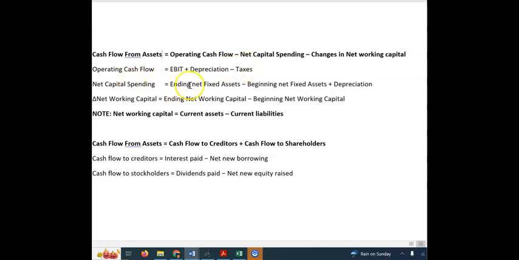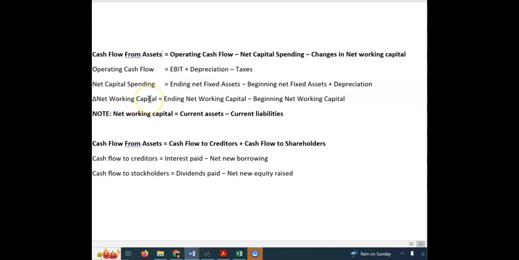Our net capital spending. So what did we spend? The difference between what we spent to buy new fixed assets and what we received from selling net fixed assets. So we take our ending net fixed assets, so that's the book value. Subtract our beginning net fixed assets or our beginning book value, so that change. But then we got to add back depreciation, right? Because that would have made your ending net fixed assets lower. We add that back. And that'll tell us our net capital spending.